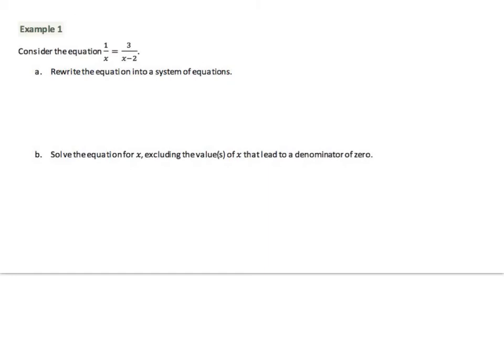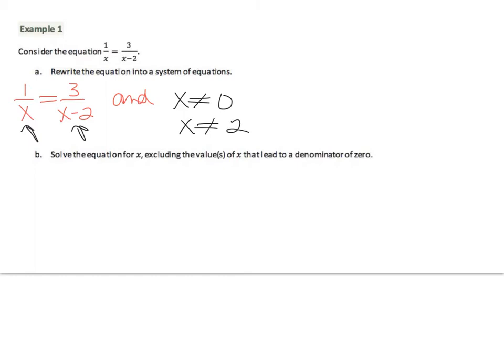Okay, an example. Consider the equation given. Rewrite the equation as a system of equations. That just means I need to tell what values are not permissible. So my system of equations, I've got the original equation written again. And what can't x equal? Well, here, that means that x can't equal 0. And here, if I set that equal to 0, I can say that x cannot equal 2, because 2 minus 2 is 0. So there's my system of equations.